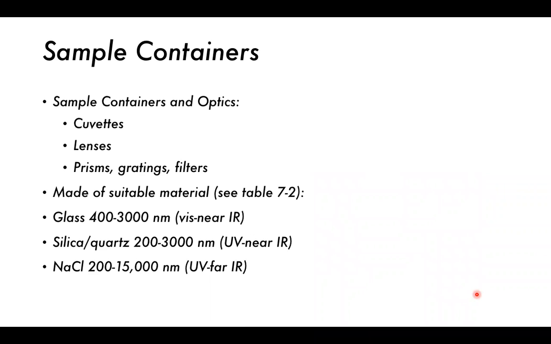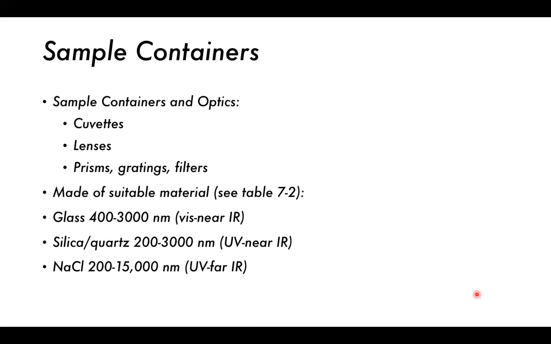So now that we figured out how we choose what light we want, we need to have a look at our sample and how our sample is going to be measured. So sample containers and optics. So typically we have cuvettes of some sort. They can be the type that you may be familiar with, where there's an opening at the top. They're kind of like a cube shape. And then you pour your liquid inside or whatever it is you're going to measure.